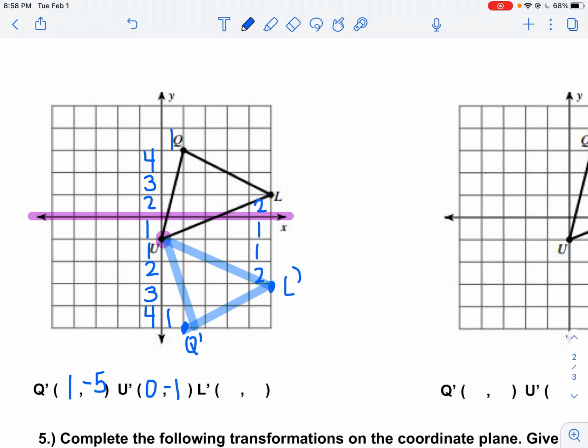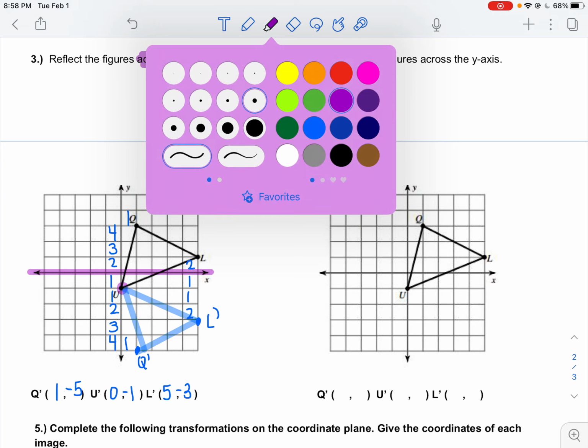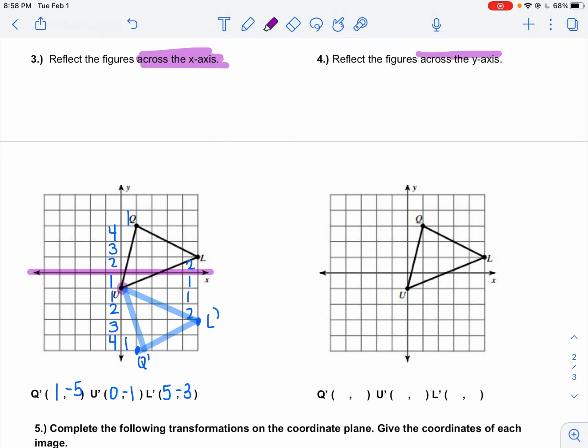And then we have L prime, and L prime is at +5, -3. We're going to do one more, same shape, except again, we're not going to flip over X, we are going to reflect across Y. So you're going to highlight that y-axis, and you can see that point U is directly on the axis, so you are going to use that again as your point of reflection.